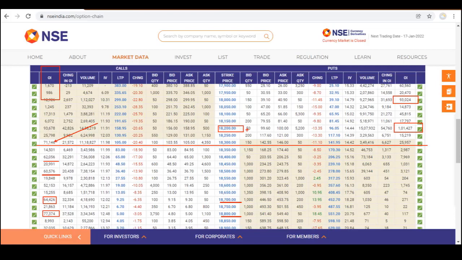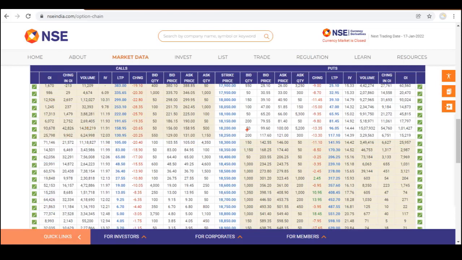So finally, what is the inference of OI analysis? It gives us important support and resistance levels for a given underlying and for a given expiry. Basically, it gives us a range to trade for a given time period. The higher the value of OI at any level, the stronger the support and resistance at that particular level.